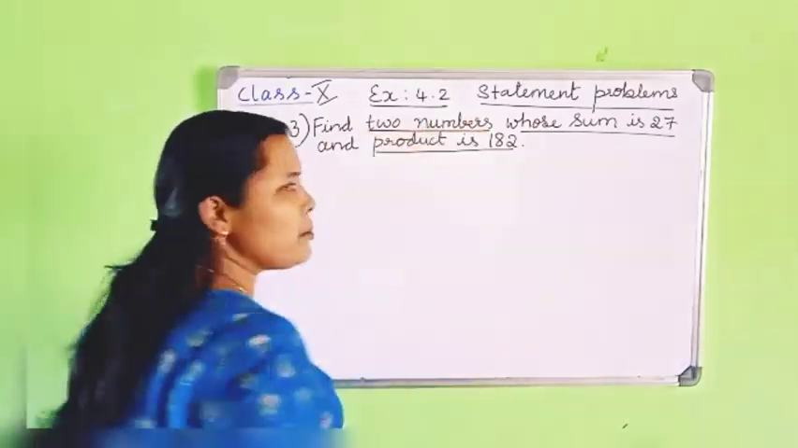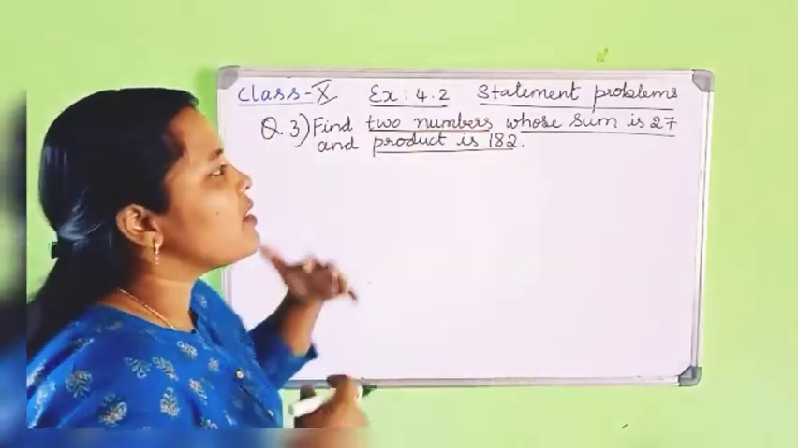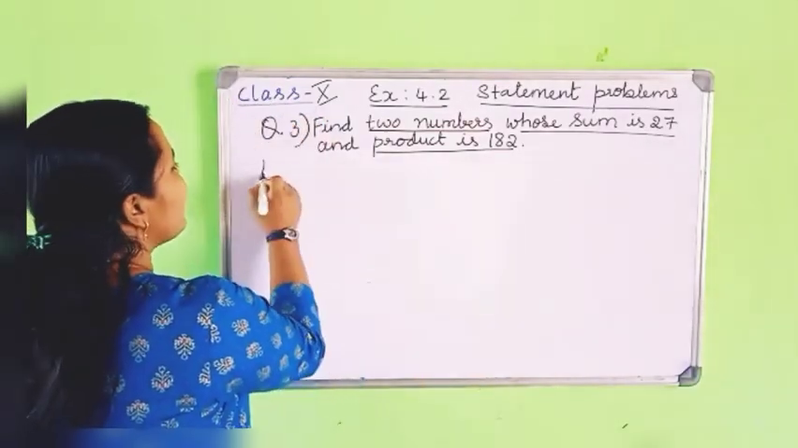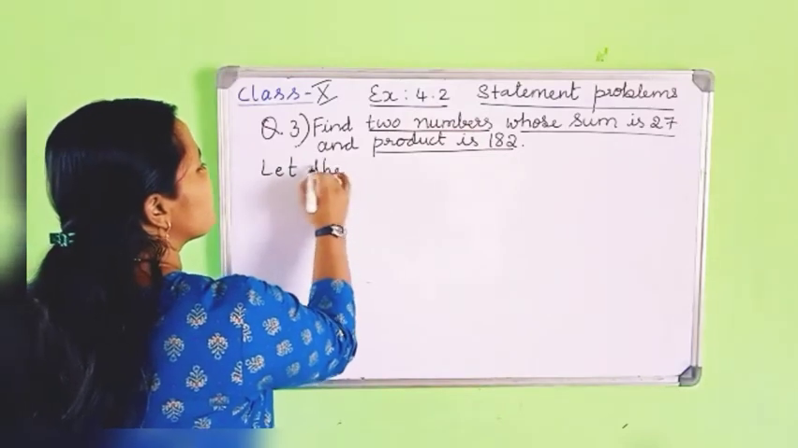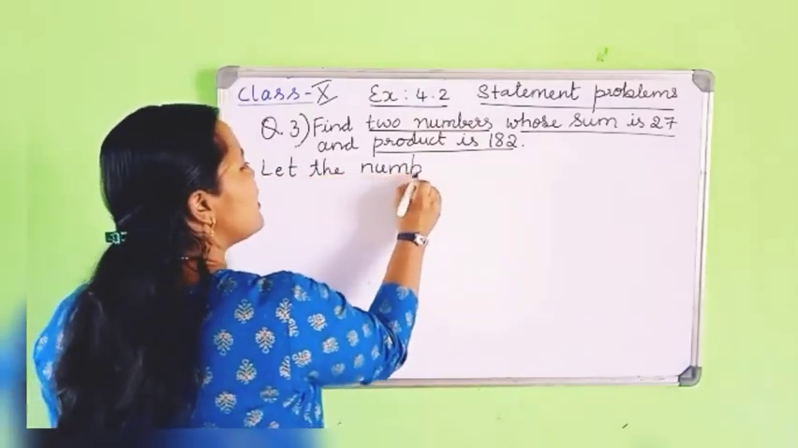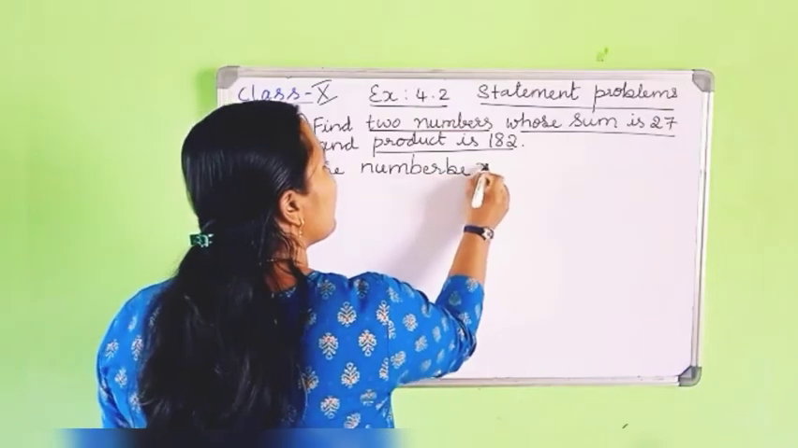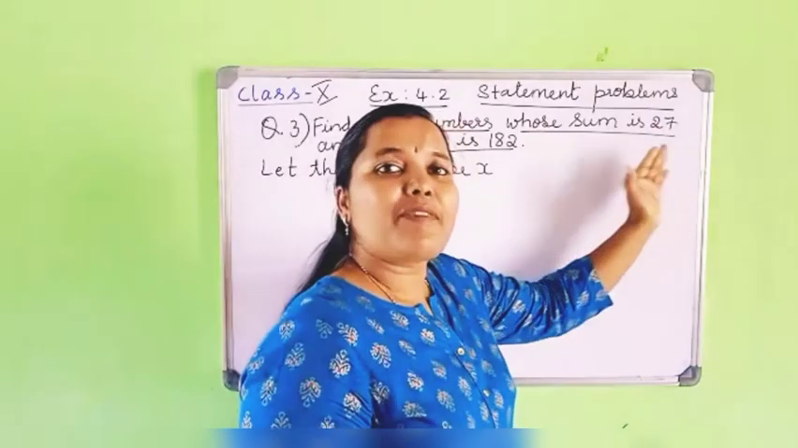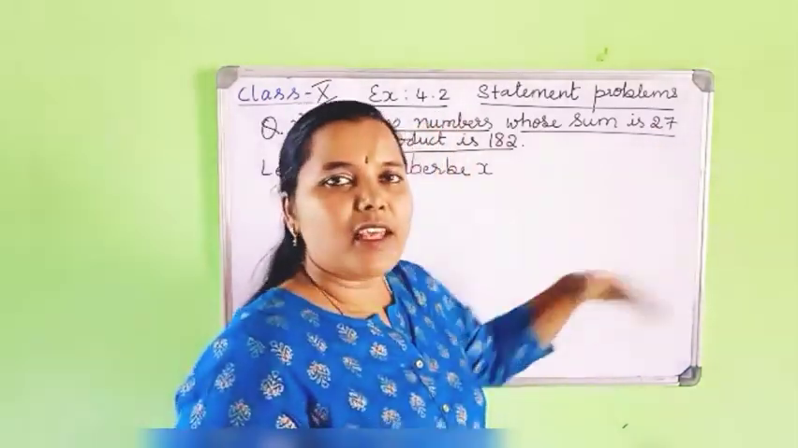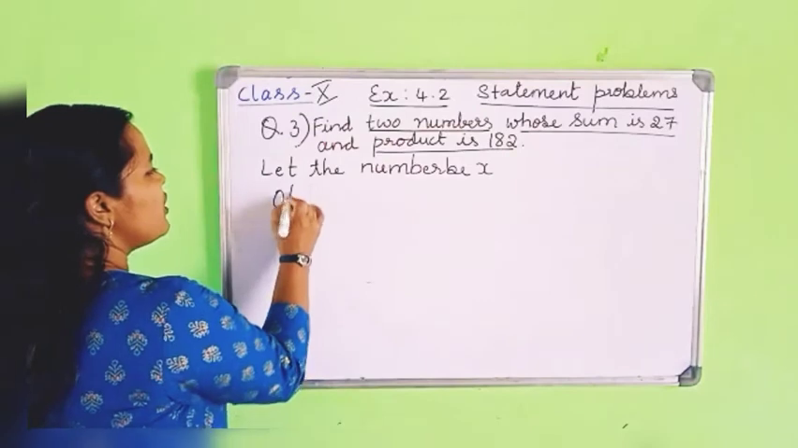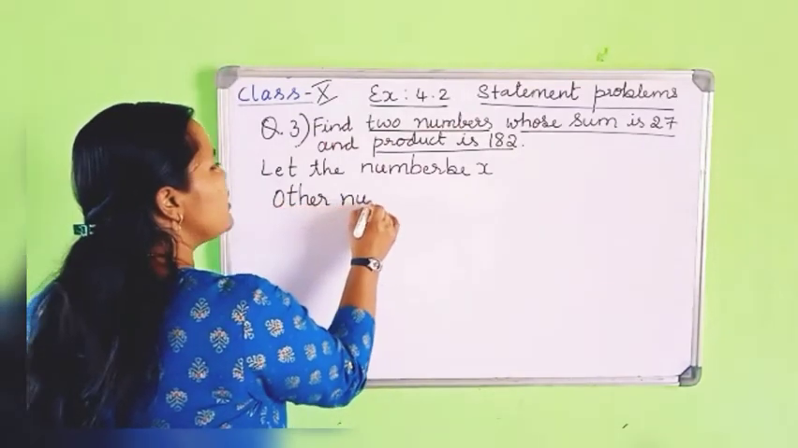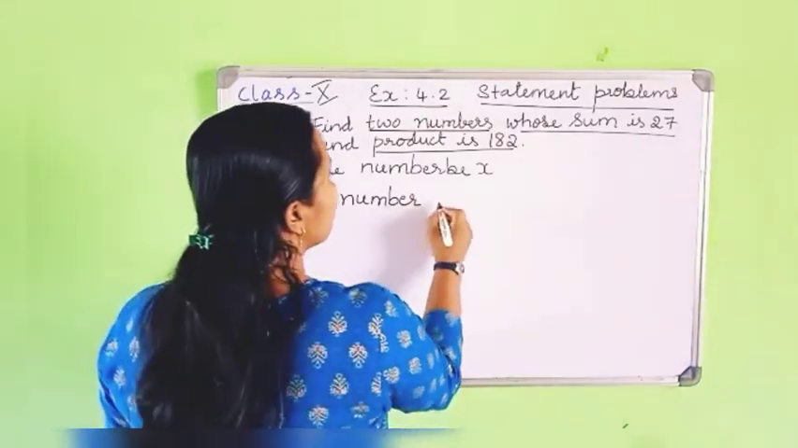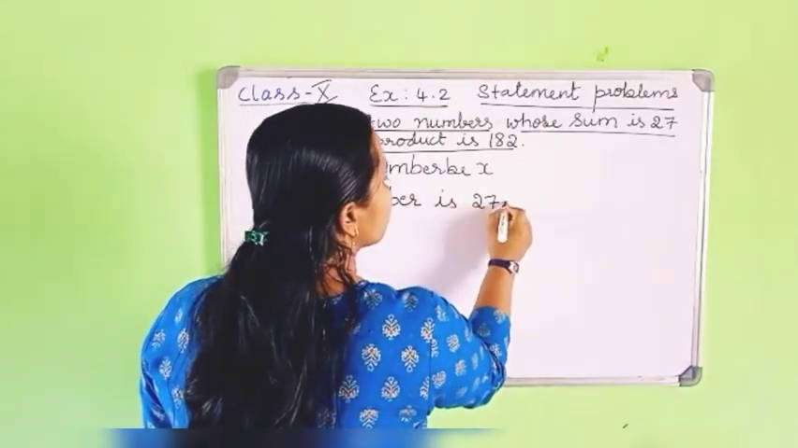They have given two numbers, right? We don't know the numbers, but they have given the sum also. So the first thing is you have to take, let the number be x. The one number you consider, that is enough. One number be x, right? So what is the other number? Because their sum is 27, if we subtract one number from 27, you will get the other number. Therefore, the other number is how much? This is a very important part of the problem. Other number is 27 minus x.